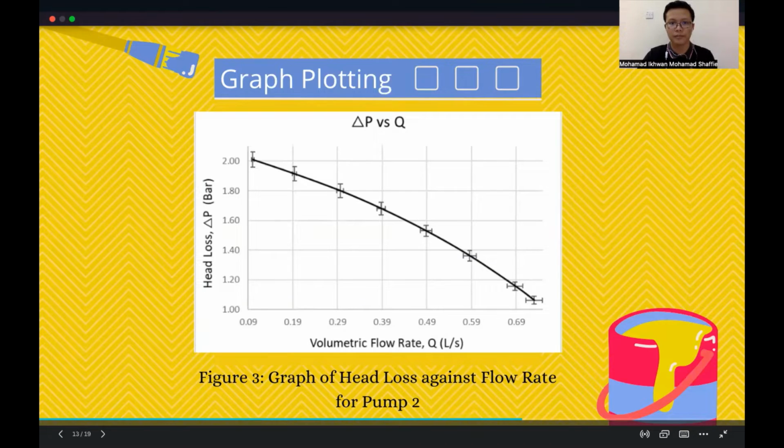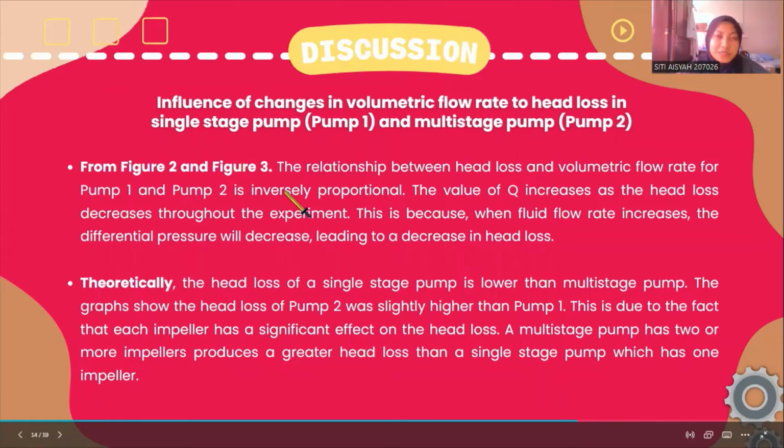Thank you. My name is Siti Aishah Binti Mohamad Isham, matrix number 207026. I will continue to explain the discussion. From this experiment, we will look into the influence of changes in volumetric flow rate on head loss in single-stage pump, pump 1, and multi-stage pump, pump 2.